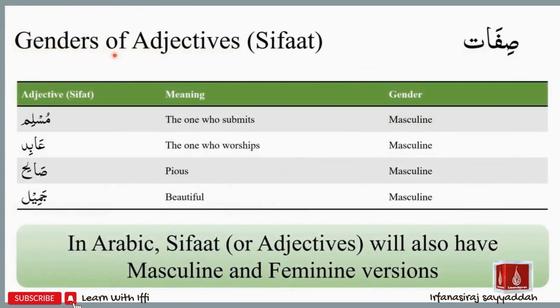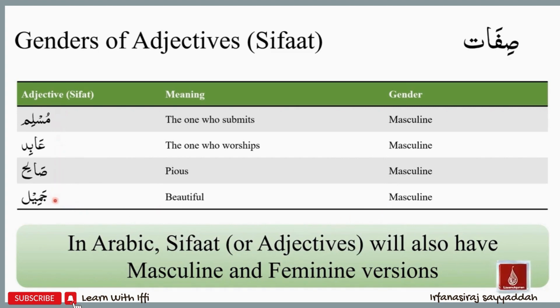It is important to know that in Arabic, sifat or adjectives will also have masculine and feminine genders. If you recall, sifat are included as a category of ism. Let us look at some examples. The following is a list of sifat. The first one is Muslim, meaning the one who submits, and the gender is masculine. Abid means the one who worships, and the gender is masculine. Saleh means pious, with the masculine gender. Jamil, which means beautiful, also has a masculine gender.